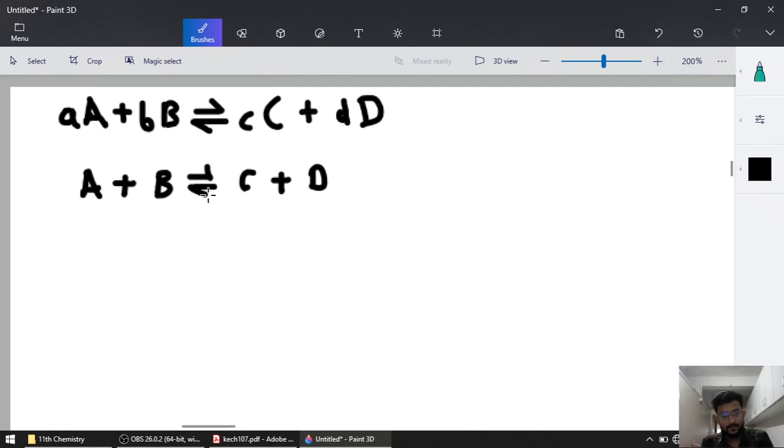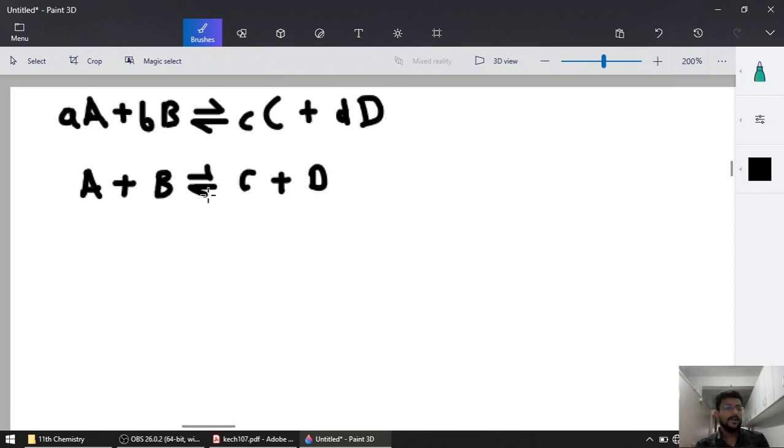Because now the rates will be the same. Which rates? The forward reaction and backward reaction rates will be the same. That means the amount of reagent converted to product and the amount of product converted to reagent will be the same. That's why both become constant. So at equilibrium, the concentration of product and the concentration of reagent will be constant.